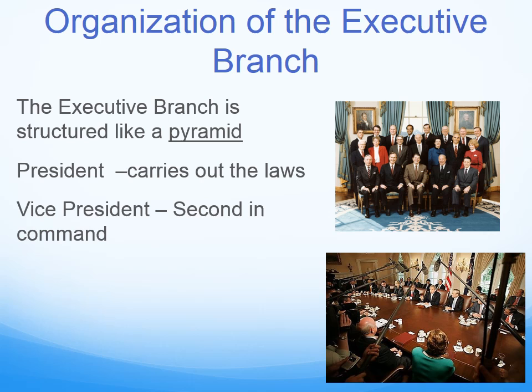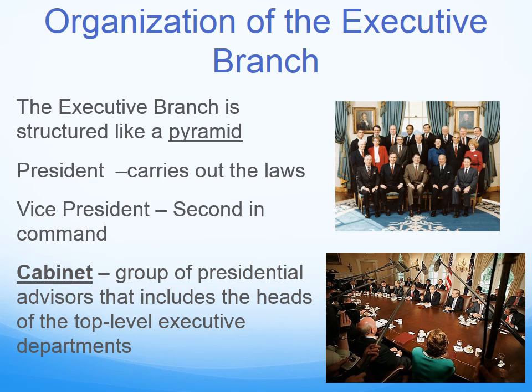A lot of events that the president might not want to attend or doesn't have time to attend, he can send the vice president in his stead. The cabinet comes after that, and the cabinet is going to be the group of presidential advisors that includes the heads of these top-level executive departments.